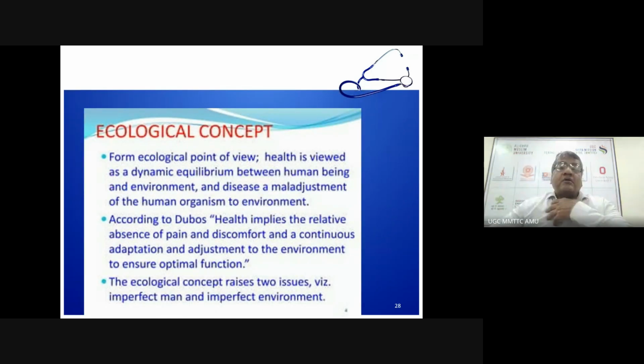Now, ecological concept. From the ecological point of view, health is viewed as a dynamic equilibrium between human beings and the environment, and disease as a maladjustment of human organs to the environment. The ecological concept raises two issues: imperfect man and imperfect environment.